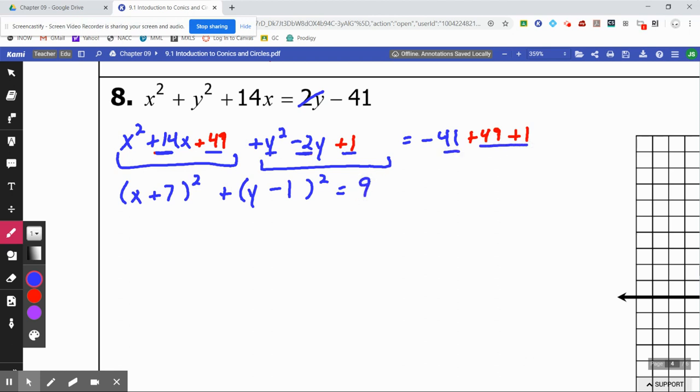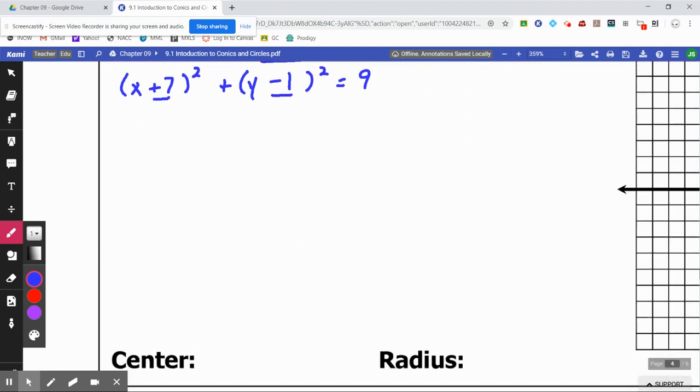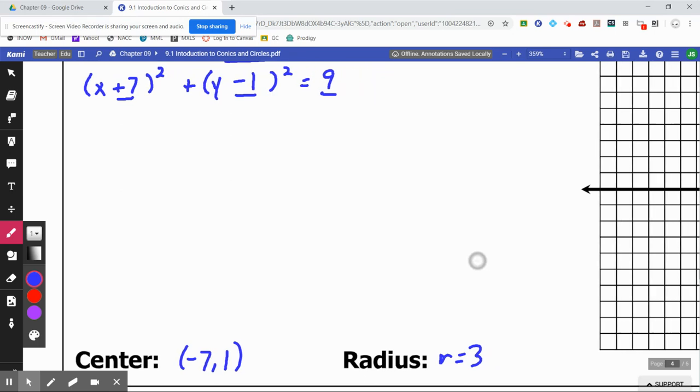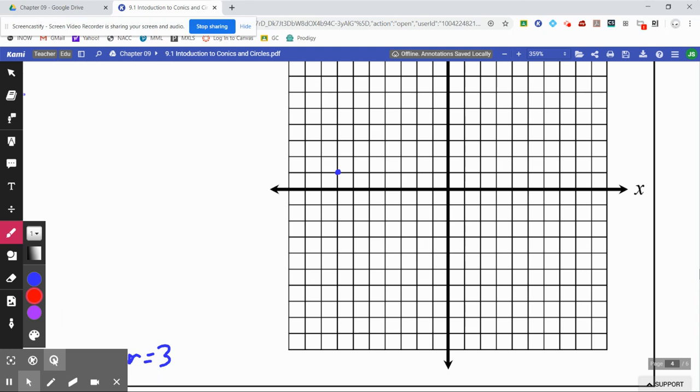So now it's in the form you like it in. Moves it left 7, moves it up 1. So left 7, up 1, there's the center. R squared, so R is 3. So negative 7, 1 is your center, and the radius is 3. So there's your center. The radius, we're going to go 3 in all directions.